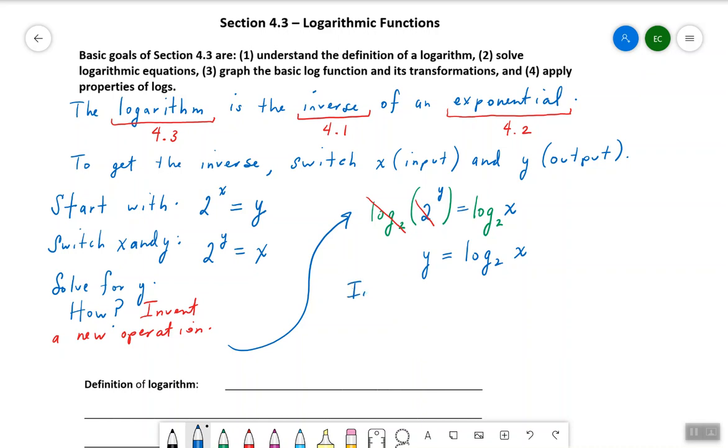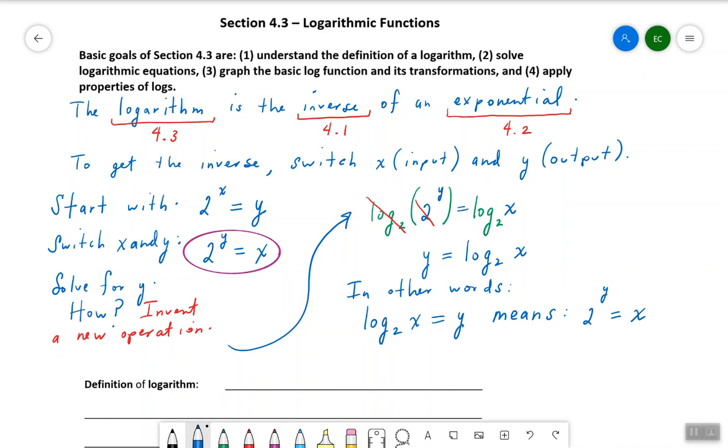In other words, when we write log base 2 of x equals y, that's what we just finished with, what does that mean? All that means is this equivalent equation: 2 to the y is equal to x.